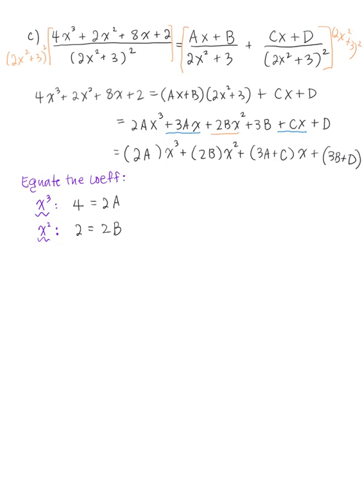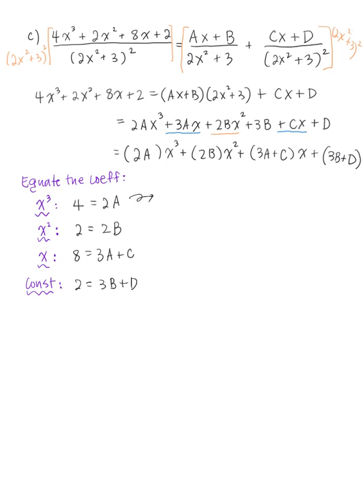Now let's equate the coefficient on x. On the left, the coefficient on x is positive 8, and on the right side it is 3a plus c. So we write 8 equals 3a plus c. And now let's equate the constants. The constant on the left-hand side is positive 2, and the constant term on the right-hand side is 3b plus d. So we have 2 equals 3b plus d. All right, now let's see what we can get.